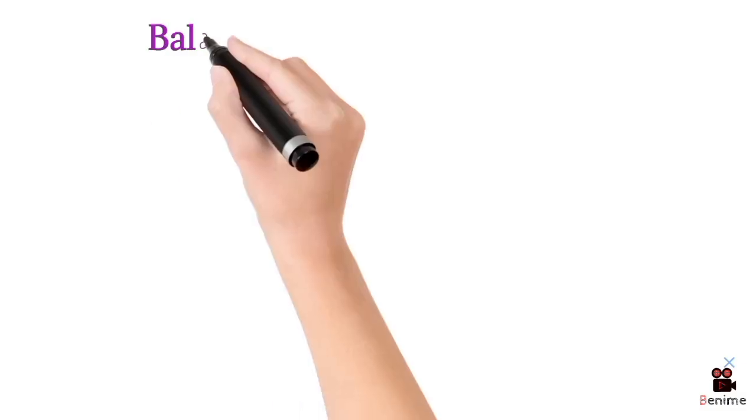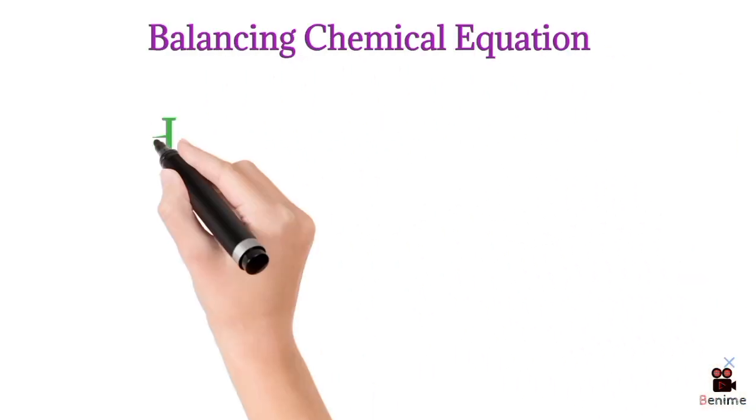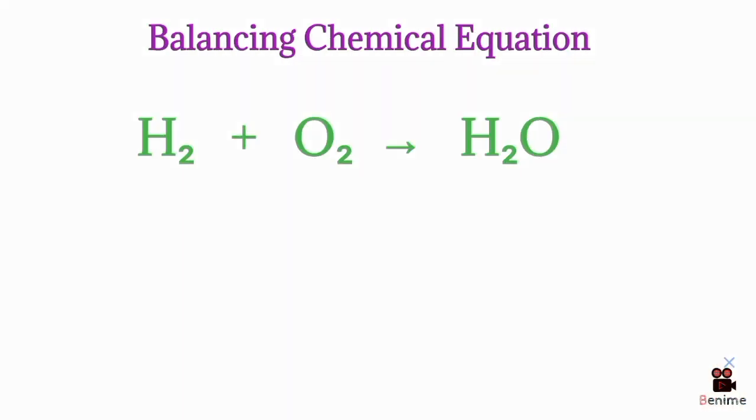Write the chemical equation first with correct formulas. For example, H2 plus O2 gives H2O. Now pick the element from the extreme left side of the equation. In the above example, hydrogen is present on the extreme left side of the equation.